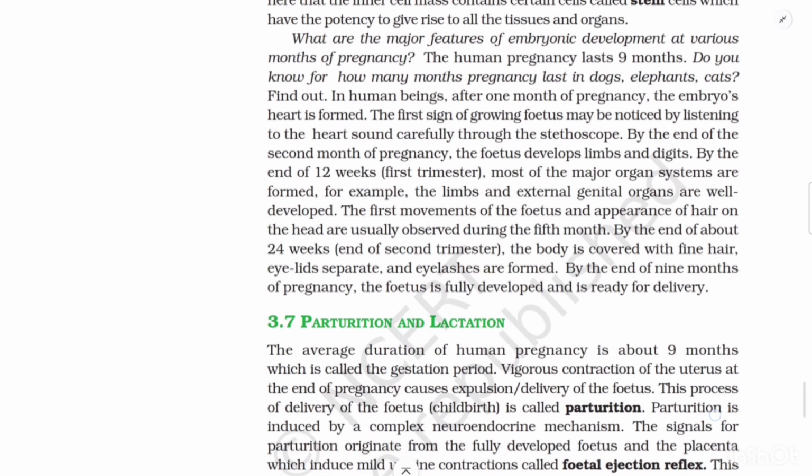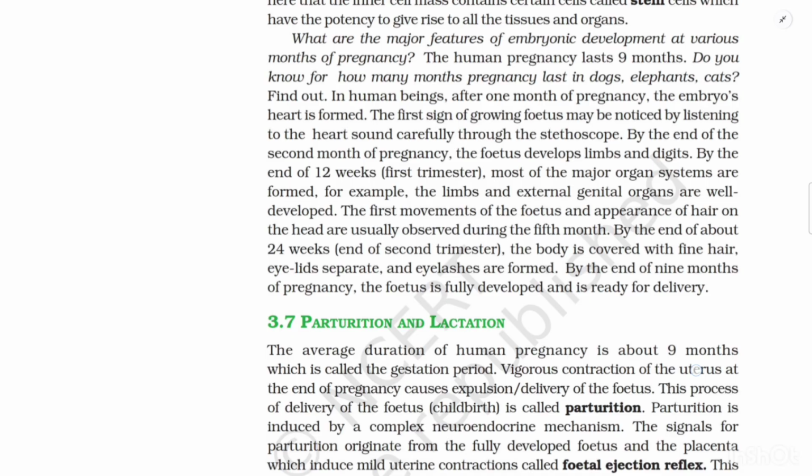What are the major features of embryonic development at various months of pregnancy? The human pregnancy lasts 9 months. Do you know how many months pregnancy lasts in dogs, elephants, cats? Find out. In human beings, after 1 month of pregnancy, the embryo's heart is formed. The first sign of a growing fetus may be noticed by listening to the heart sound carefully through the stethoscope.